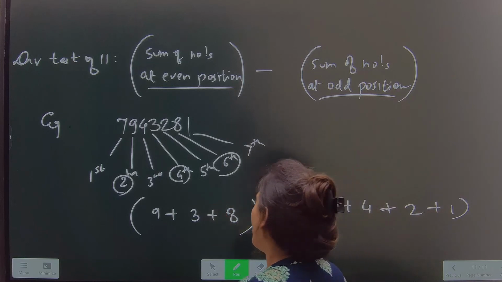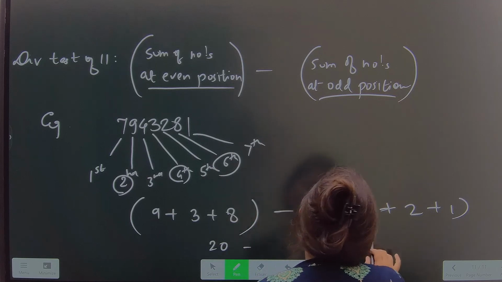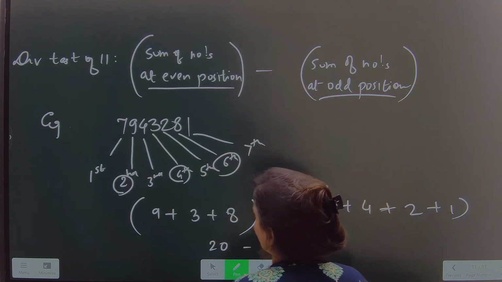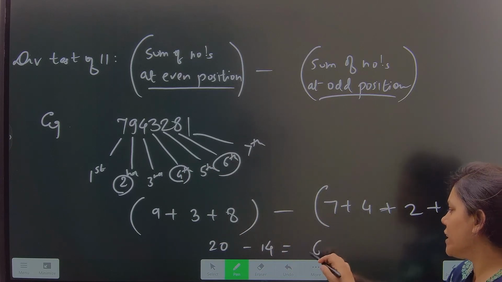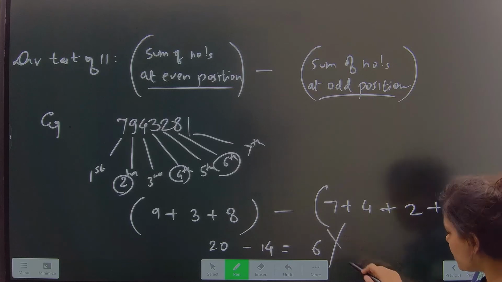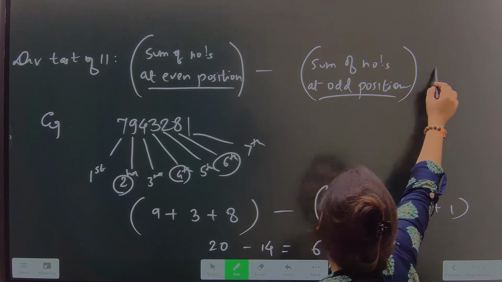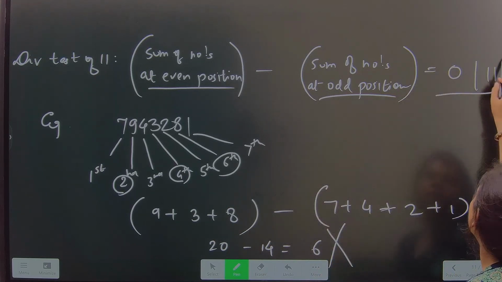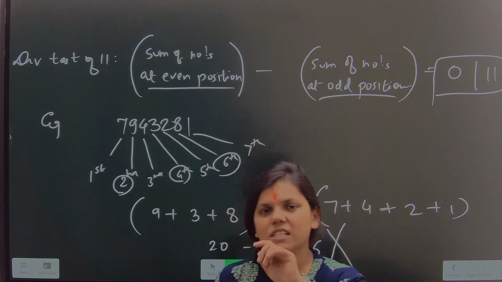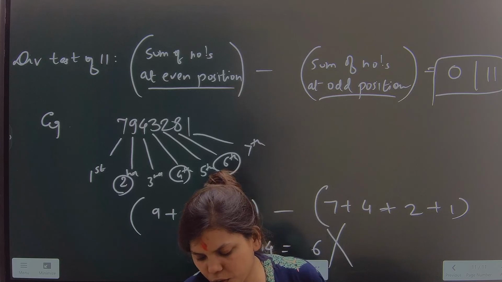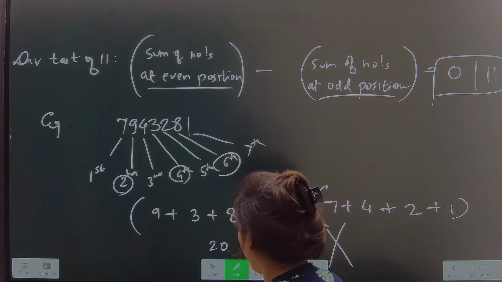Okay? So 9 plus 3 is 12, 12 plus 8 is 20. 7 plus 4, 11, plus 2 is 13, 13 plus 1 is 14. 20 minus 14 कितना होता है? 6. This is not divisible by 11. क्योंकि divisibility के लिए I need either 0 or 11. या तो answer 0 आना चाहिए या तो 11 आना चाहिए. Only then it is divisible by 11. Let me give you one more number.